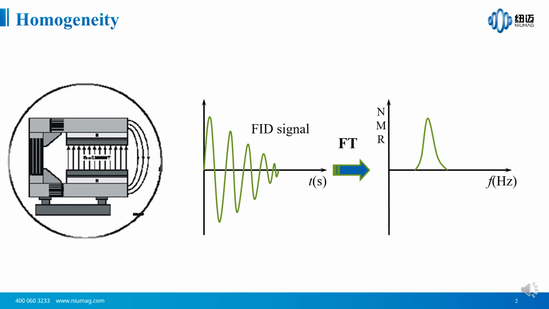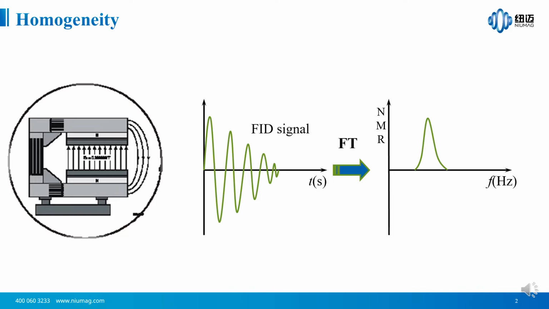The lines of force drawn inside this magnet are very uniform. But in fact, the magnetic field is uneven. There are certain differences in different regions. For example, this region and this region could have magnetic field inhomogeneity between them. The difference in magnetic field at different locations can be described by the parameter of magnetic field homogeneity.